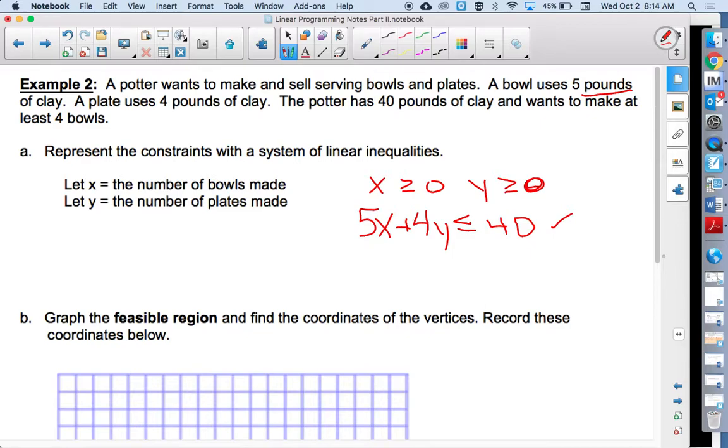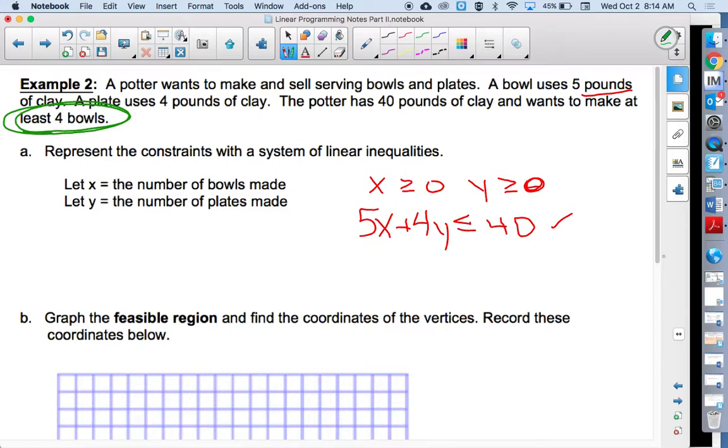Peter, which one would need to be tweaked just a little bit? Oh, yeah, the y is greater than or equal to 4. So it says we want to make at least 4 bowls. What variable represents the bowls? Peter, you're close. What variable represents the bowls?